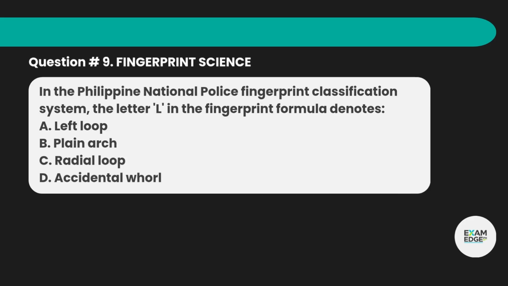Question number 9. Fingerprint science. In the Philippine National Police fingerprint classification system, the letter L in the fingerprint formula denotes A. Left loop, B. Plain arch, C. Radial loop, D. Accidental whorl.